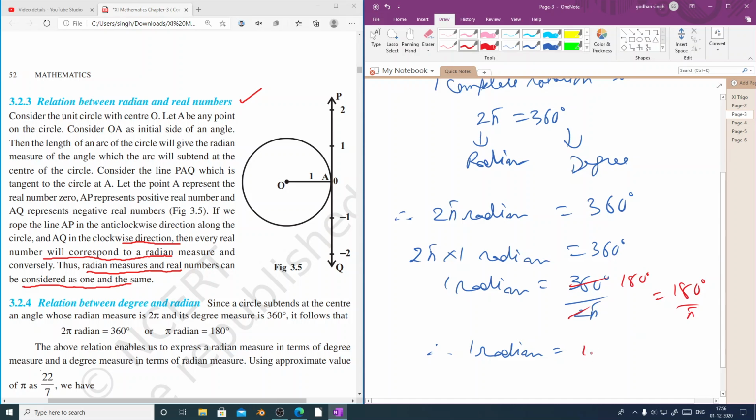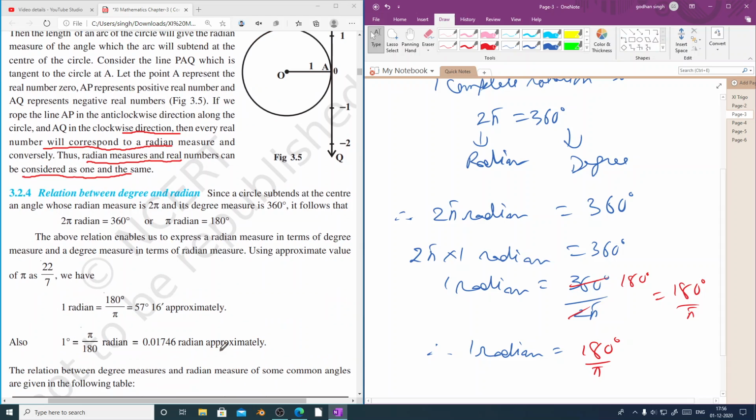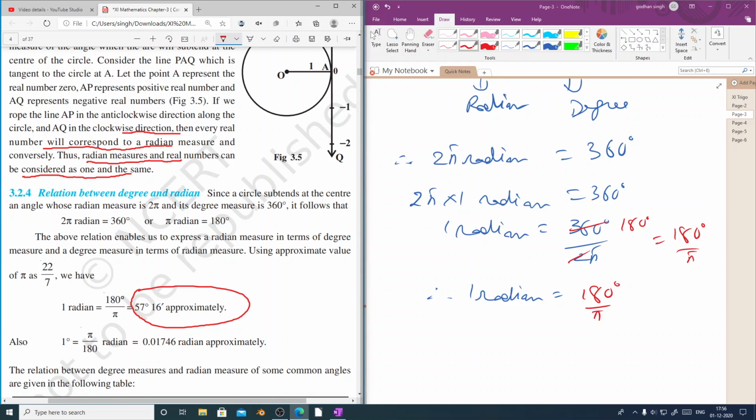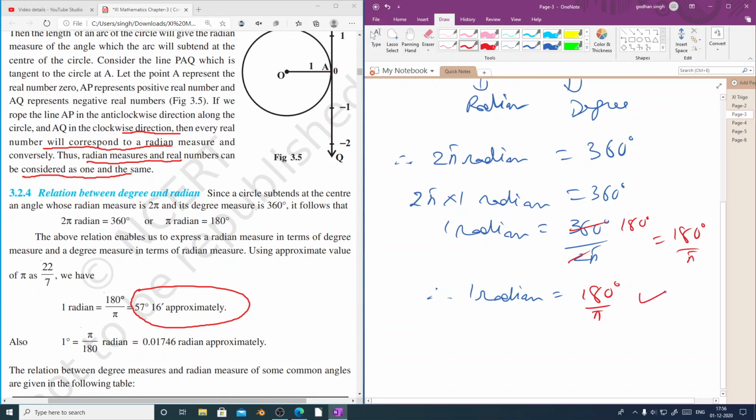So we can say that 1 radian is nothing but 180 degrees by pi. If we put the value of pi as 22 by 7 and divide, we get approximately 57 degrees 16 minutes. But that is not what we will use while doing numerical problems. We will be using only this: 1 radian equals 180 degrees by pi.